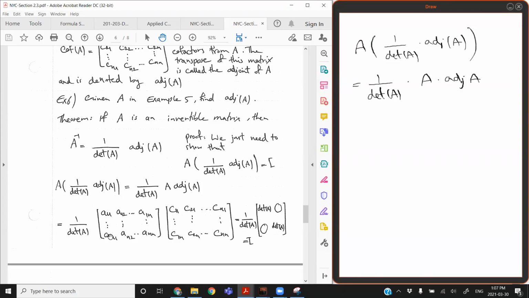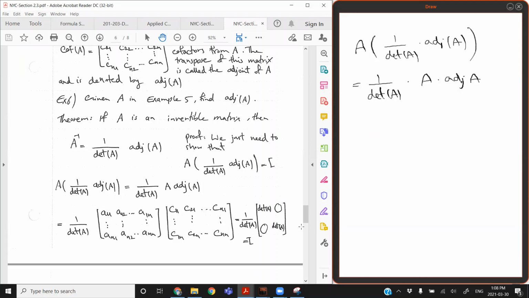1 over determinant of A. This is an n by n general matrix. And let's say this is the transpose of the cofactor. So A11, A12, A13, all the way to A1n. Then this would be the second row of the matrix of cofactors, C21, C22, all the way to C2n. And this column here would be the last row of the matrix of cofactors. So now, do you agree that if I multiply these two, I'm going to get a matrix like this?